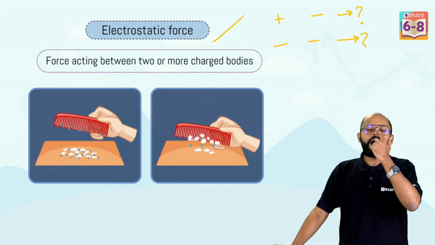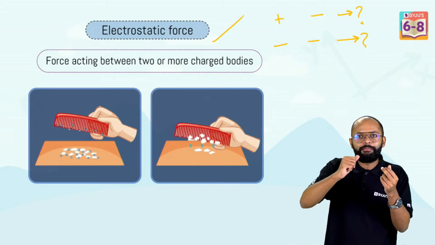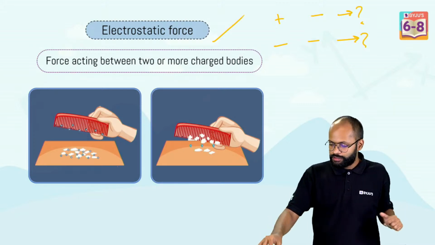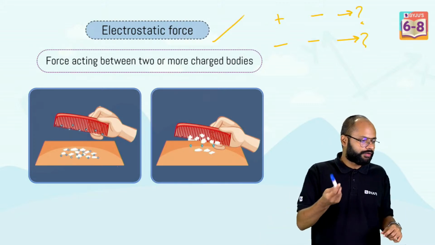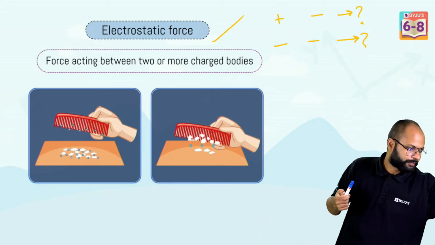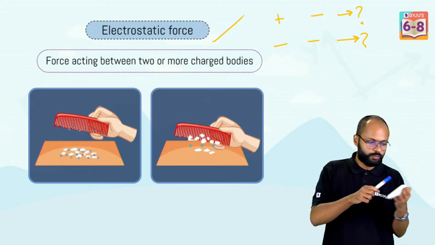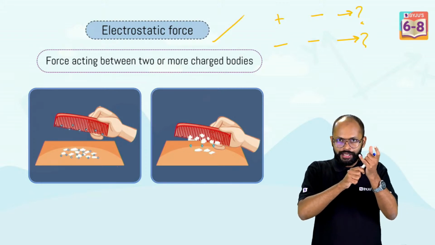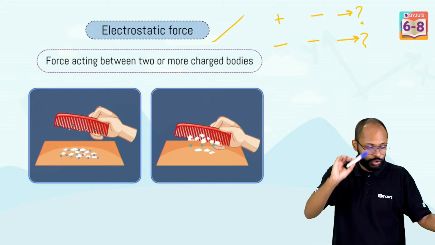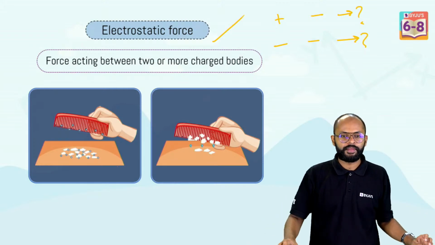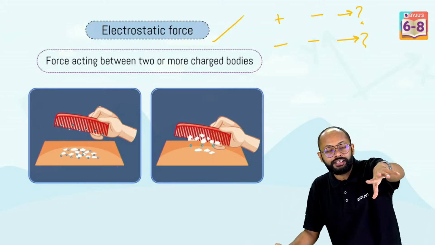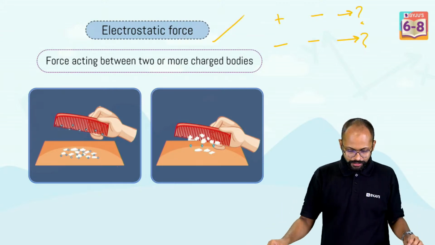So, how do you create this imbalance of electrons? By rubbing. If I rub this marker with, let's say, some other material or tissue paper, and I bring it near pieces of paper, it will show attraction. Right? So that's why. Unlike charges attract, like charges repel. We know that, right? So that's why.